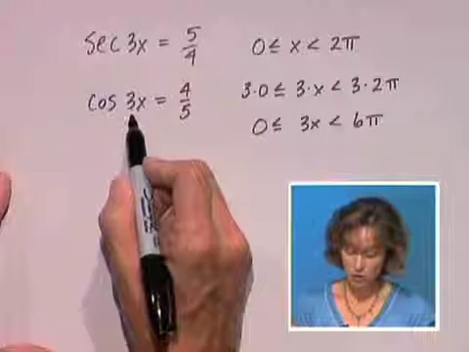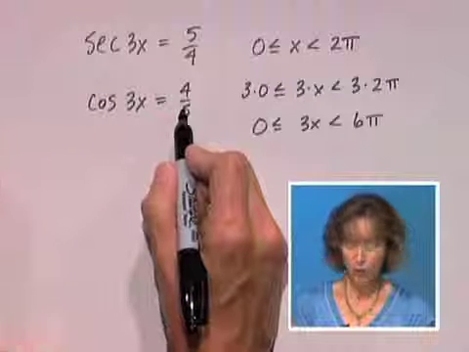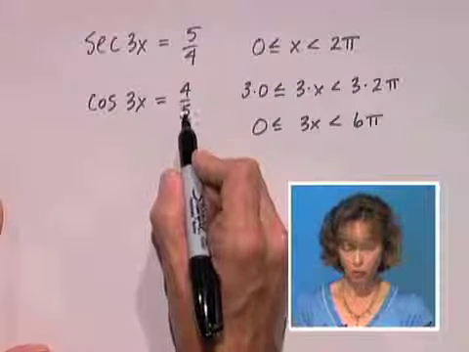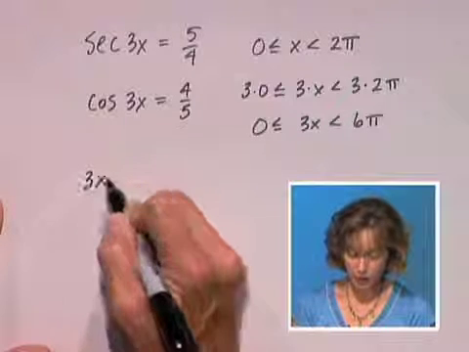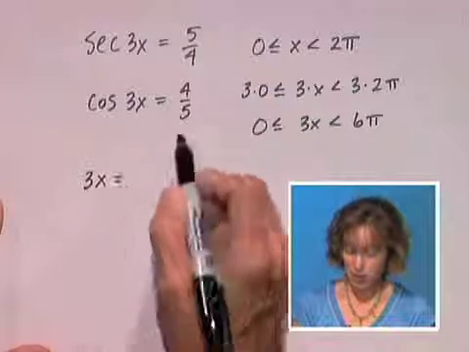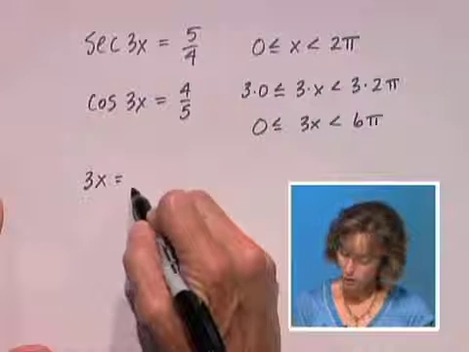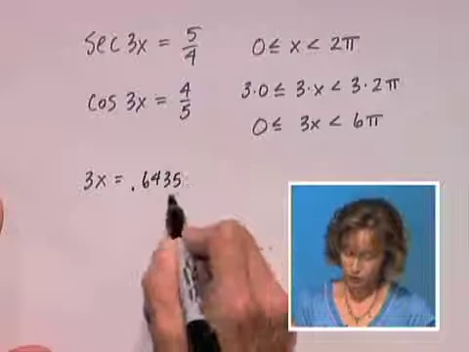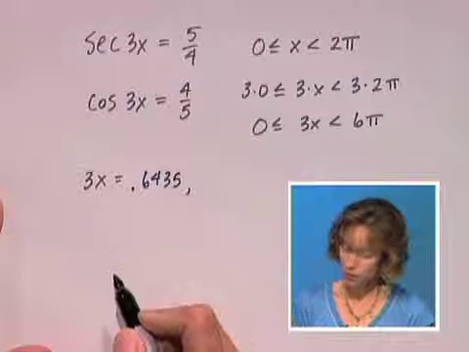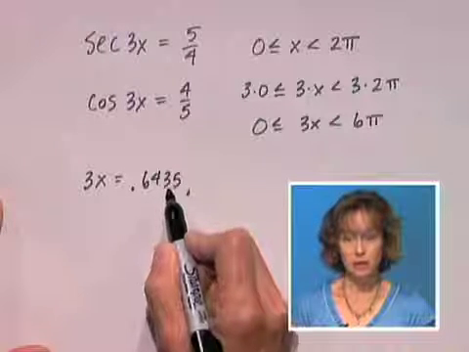So to get 3x, I'm going to have to use a calculator and use the fact that the cosine is positive in quadrants 1 and 4. With the help of a calculator, which needs to be in radians, I'll find the inverse cosine of 4/5, and that leads me to the decimal 0.6435, rounded to the 4th decimal place. Now, that's an angle in radians that's in quadrant 1.